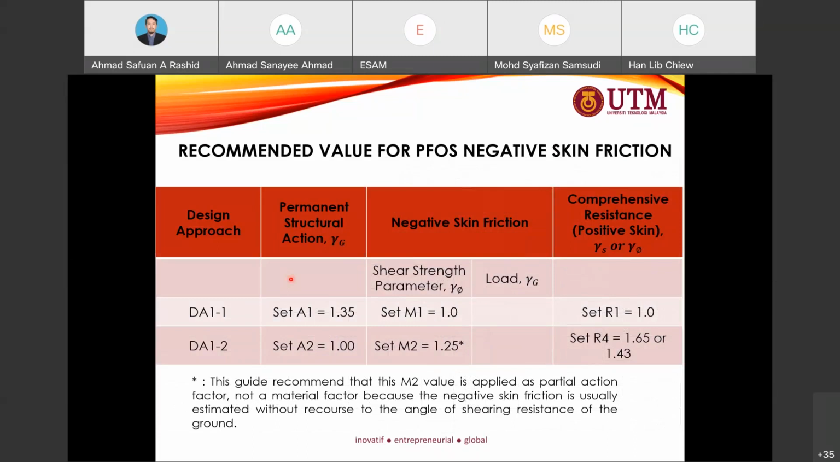But I will not touch on this skin friction effect, because we only focus on the normal condition of the pile calculations.